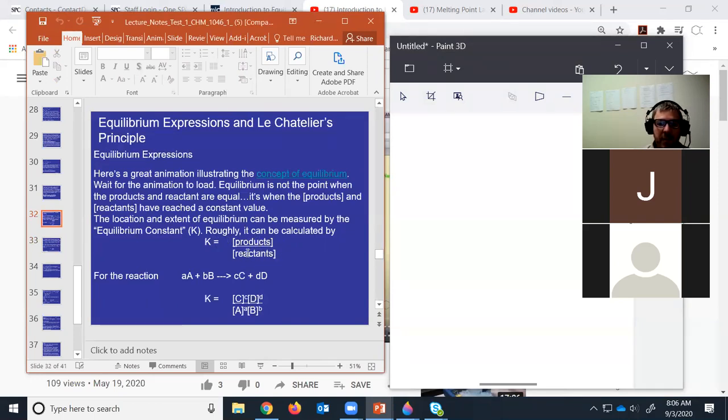The products are bigger. And if K is less than 1, then the reactants must be bigger than the products. So that bottom number must be bigger. So this is big K. It's different to little k that we talked about earlier, which was the rate constant. This is called the equilibrium constant. It's a big K.